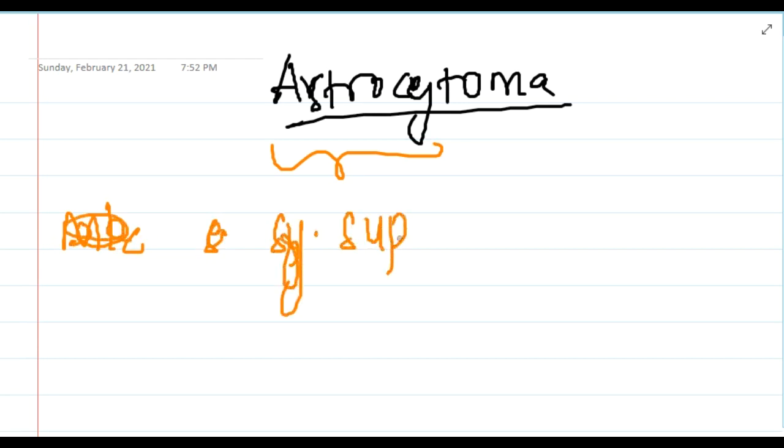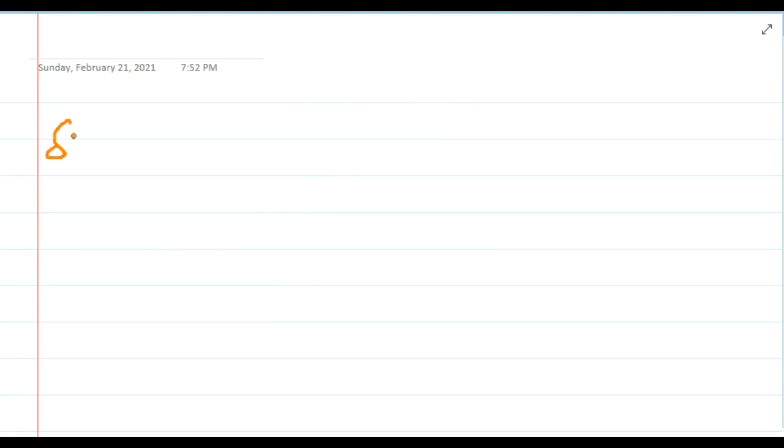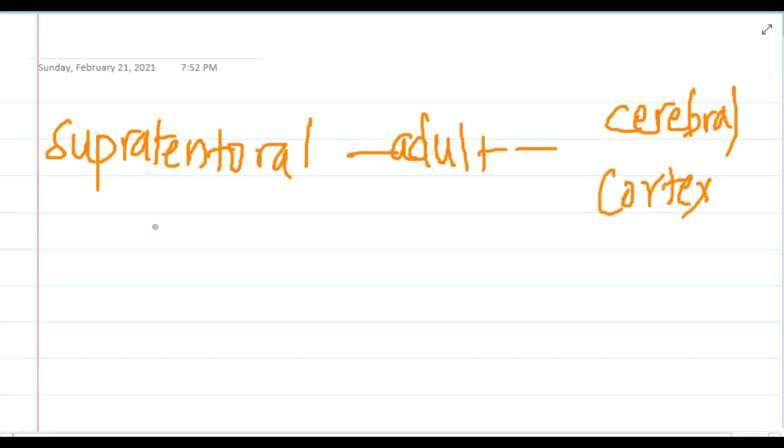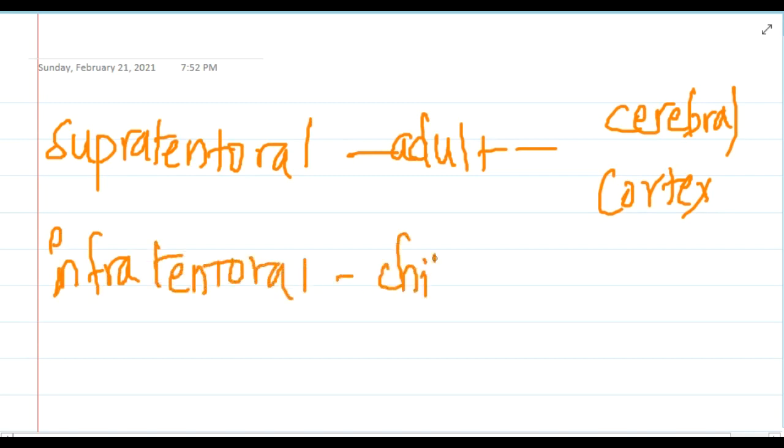Astrocytoma is actually a supratentorial tumor, especially in adults, where it mainly involves the cerebral cortex, whereas in children, it is primarily an infratentorial tumor, where astrocytoma mainly involves the cerebellum.